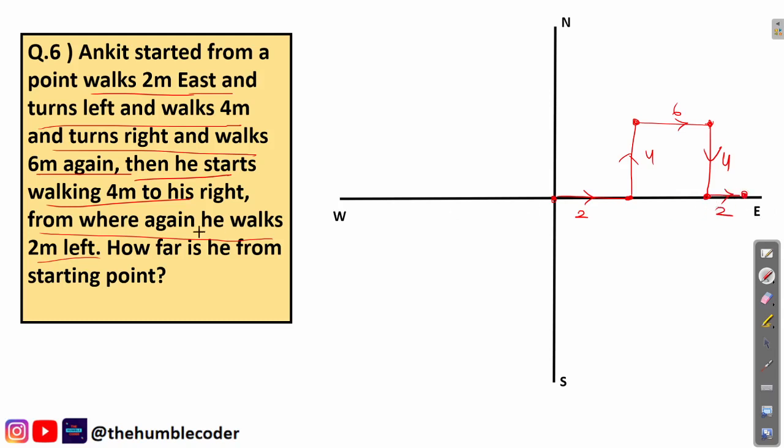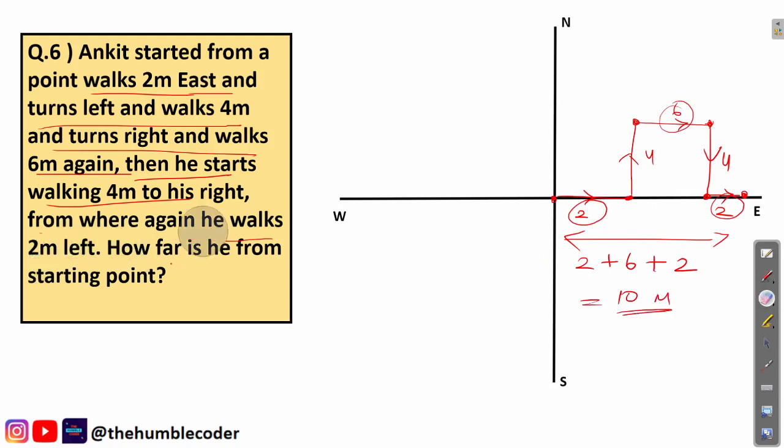So we need to find how far he is from his starting point. So this is his starting point, this is his ending point. So we have to find this distance. So the distance will be 2 plus 6 plus 2, right? This 2, this 6 and this 2 we can clearly see from the diagram. So the total answer will be 10 meters. So Ankit is 10 meters away from his starting point.